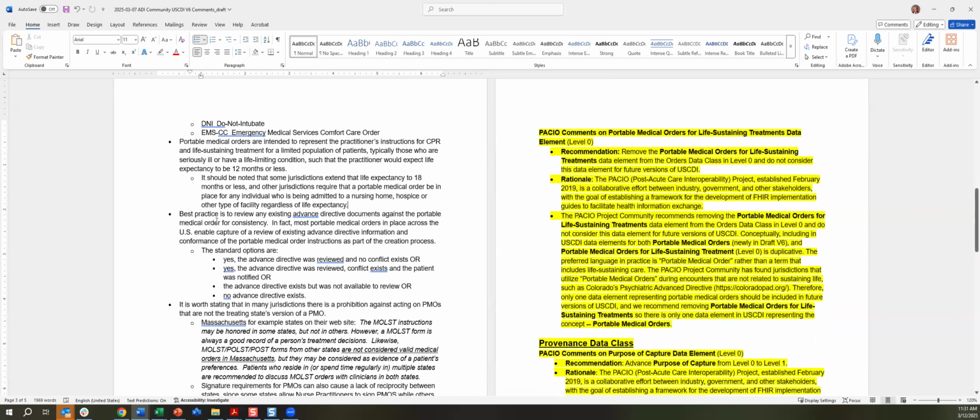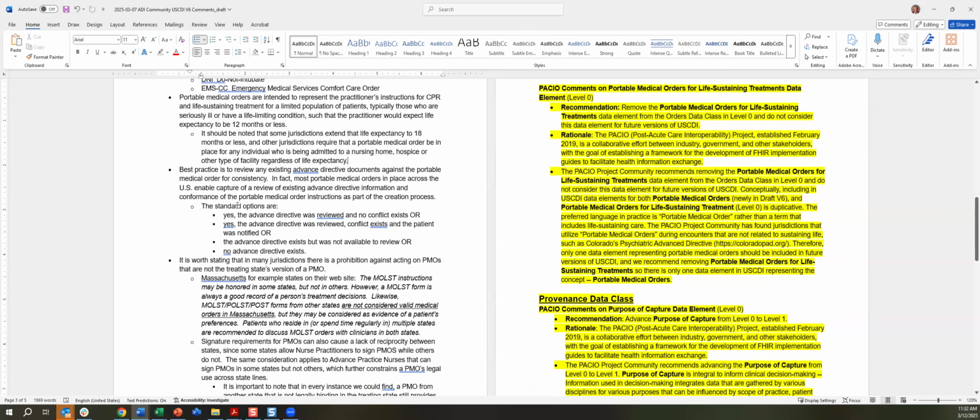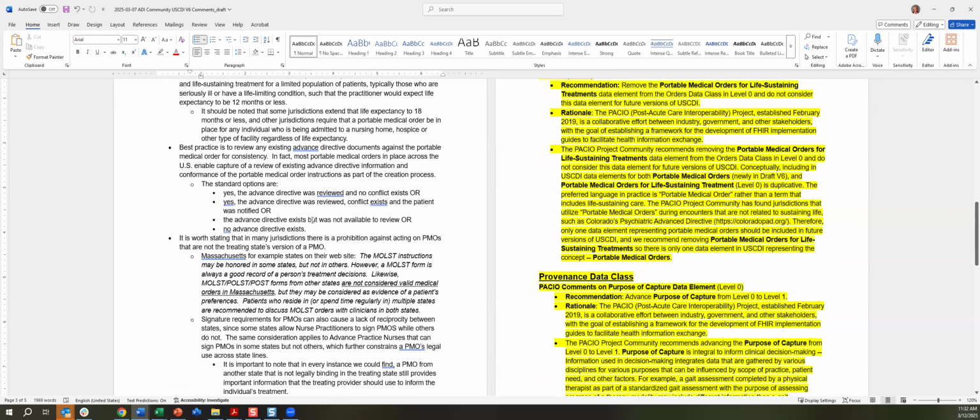And then I further said best practice is to review any advance directive documents against the portable medical order for consistency. In fact, most of the documents in place across the US enable capture of that advance directive review and conformance. The standard options are: yep, I looked at it, we got no conflict; or, I looked at the advance directive, a conflict exists with this portable medical order and the patient has been notified; or the advance directive exists, but I didn't have access to it, but I know it's out there; or nothing exists.